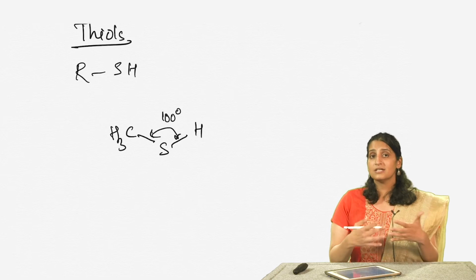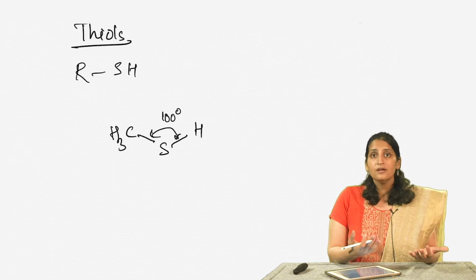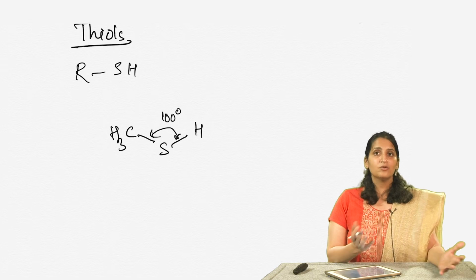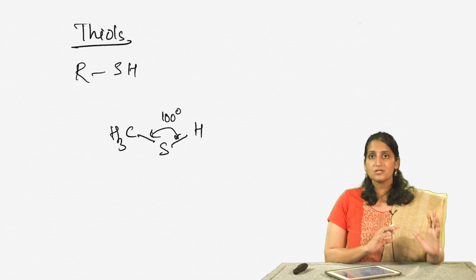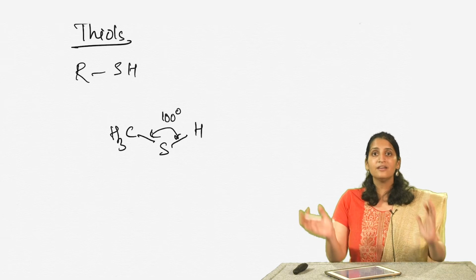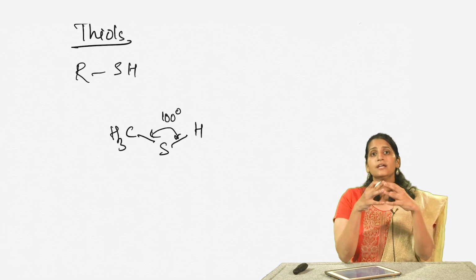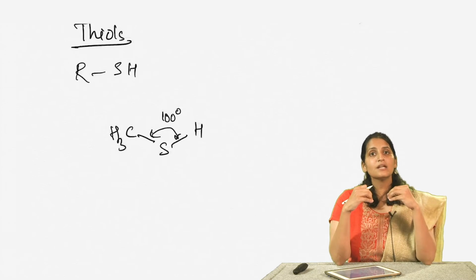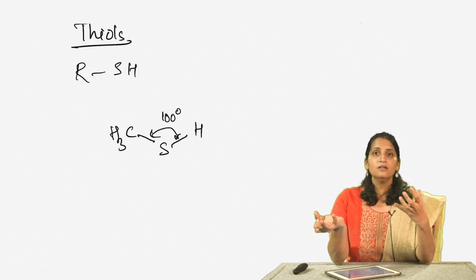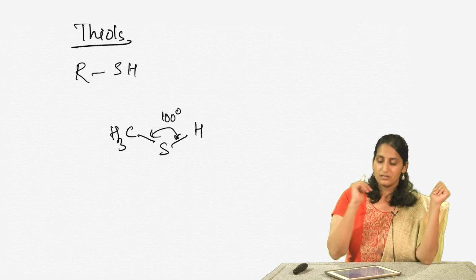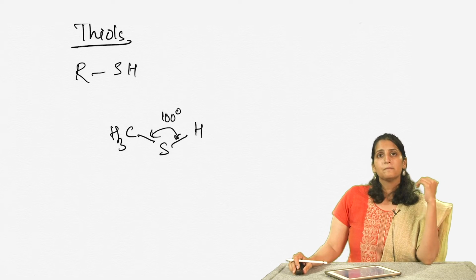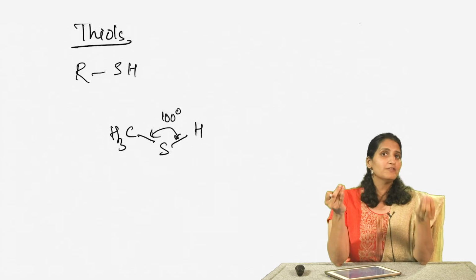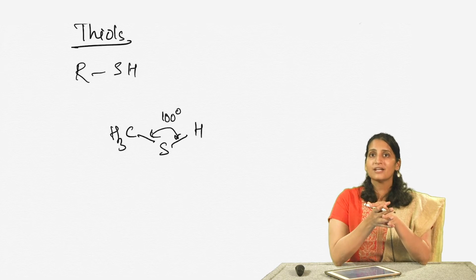In fact, it has considerably more p character, because if it was all just unhybridized 3p orbitals, then the bond angle would be close to 90 degrees. But since it is not 90 and not 109, it is somewhere in between, which is 100. It can be said that it has hybridized, but the bonding has a considerably greater amount of p character than a regular sp3 hybridized orbital.